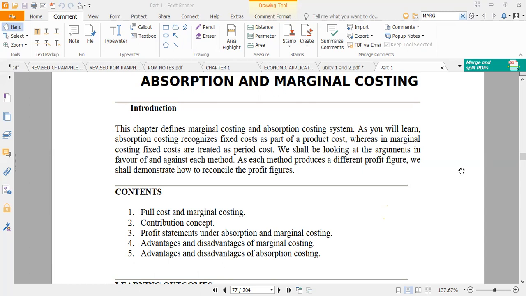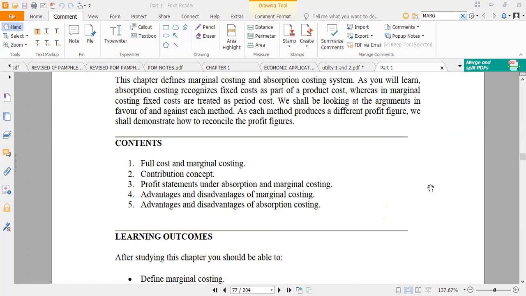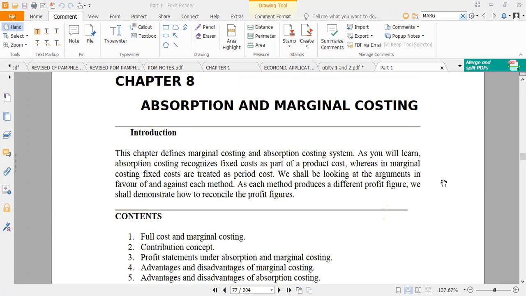So this chapter defines marginal costing and the absorption costing system, and then we are looking at the full costing, which is called absorption costing, and also the marginal costing. These are the two costings that we're looking at this evening. Now, the aspect of contribution only comes in under marginal costing, where we are looking at the contribution margins.